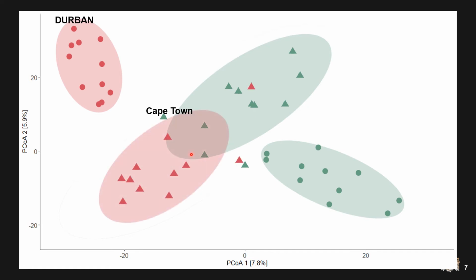And what's interesting is guttural toads in the same area, which is indicated by the pink and the triangles over here, they share more bacteria with the western leopard toads than they do with the guttural toads in Durban, or western leopard toads with other western leopard toads in Cape Town, but they still are significantly different. So what this means is that potentially western leopard toads are still able to maintain a distinct gut microbiome, even though guttural toads were introduced.